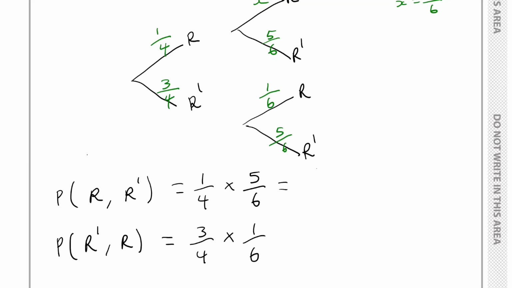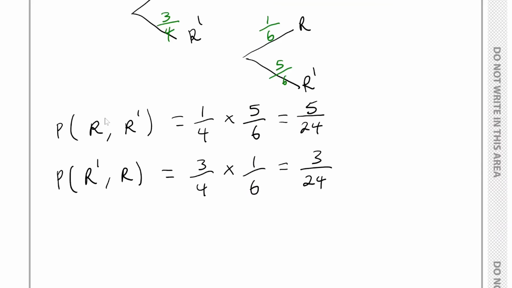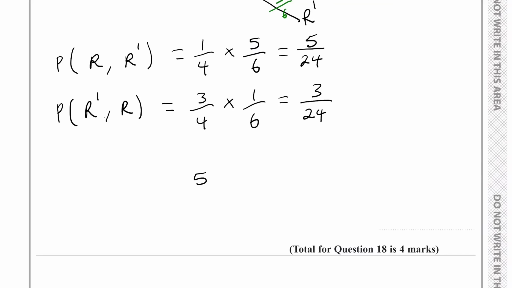So just times the top times the top, and the bottom times the bottom. We've got 5/24 and 3/24. And we're going to add them together. So 5/24 plus 3/24 is 8/24. We could simplify it, but I'm just going to leave it as 8/24.